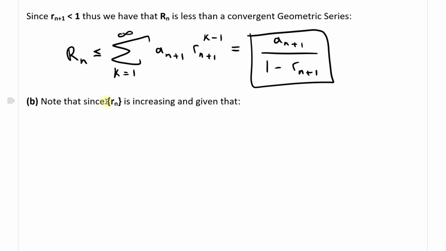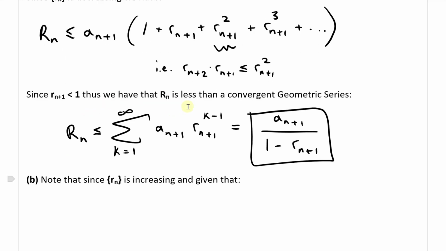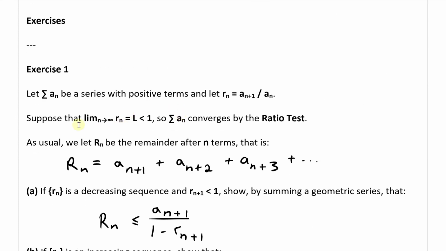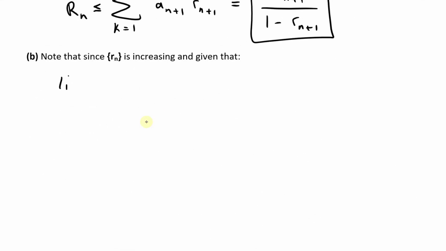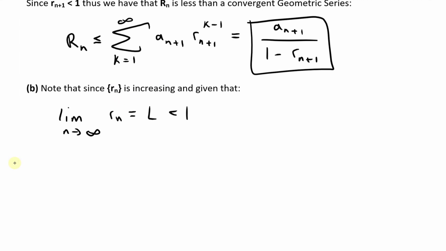Alright, so note that since the sequence R_n is increasing, and also given this part right here, the limit as n approaches infinity of R_n equals L, and it's less than 1. So let's write that down. Given this fact, the limit of R_n equals L, and it's less than 1. So we have an increasing sequence and the limit is less than 1. Thus R_n itself is going to be less than L for all n.